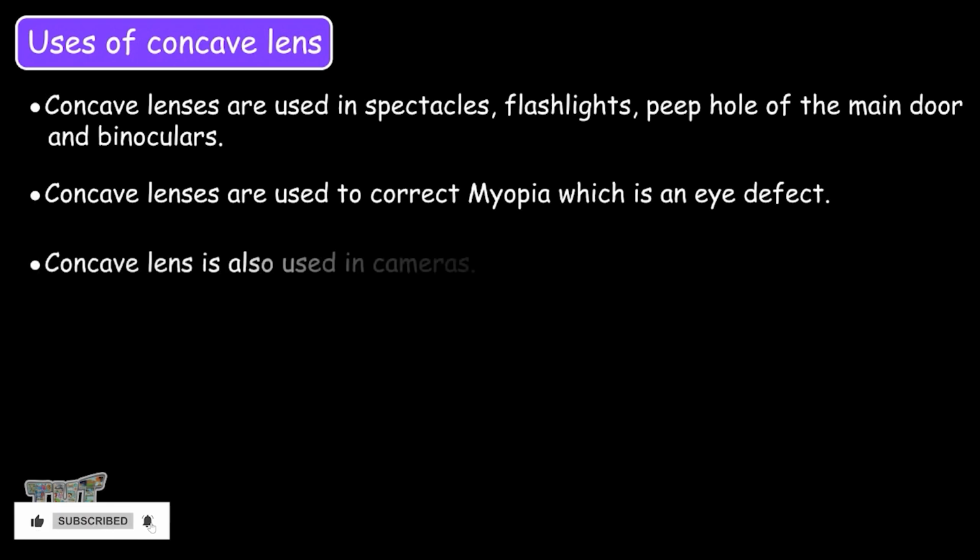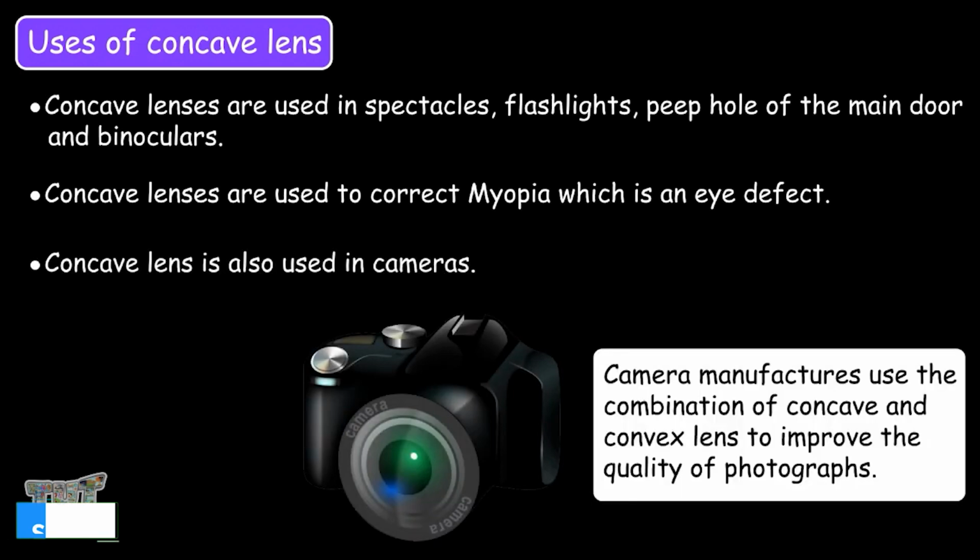Concave lenses are also used in cameras. Camera manufacturers use the combination of concave and convex lenses to improve the quality of photographs. So, we have learned about both concave lenses and convex lenses. We will now discuss the power of a concave lens.